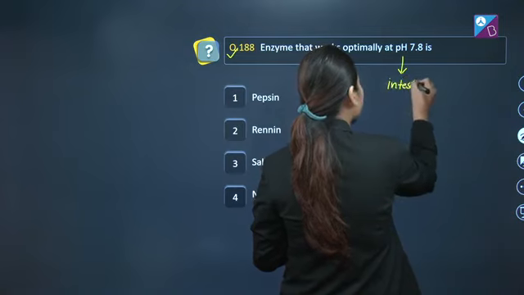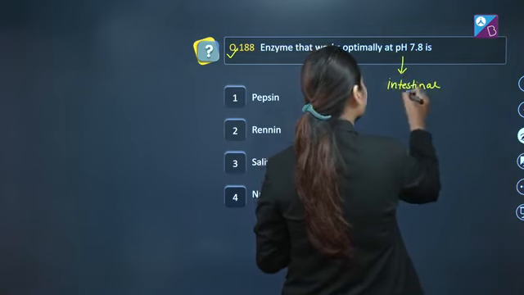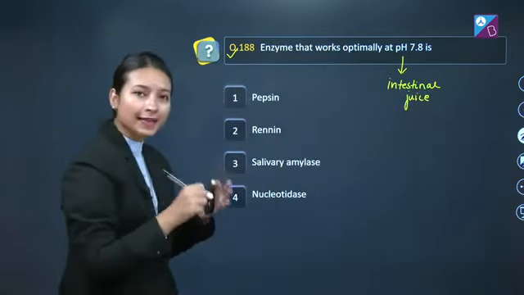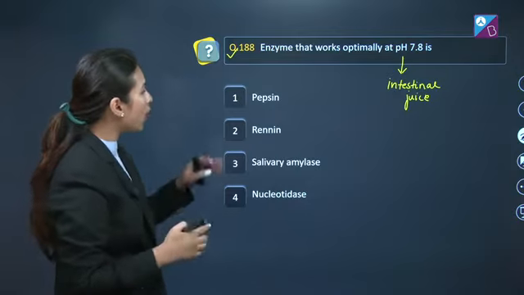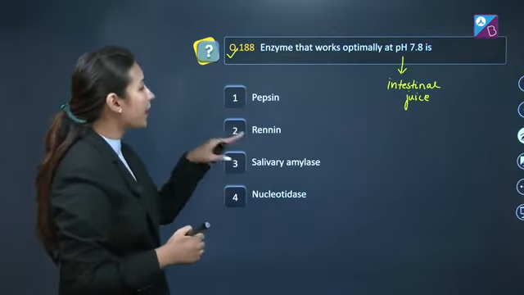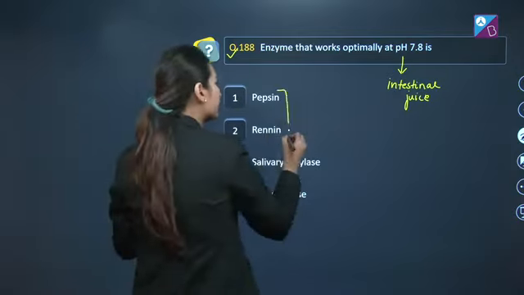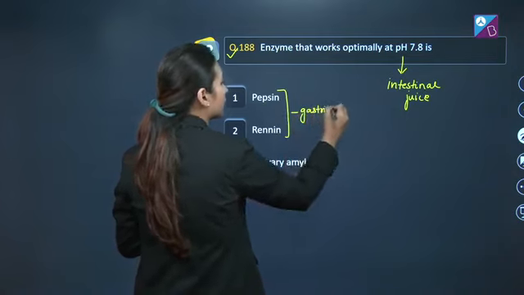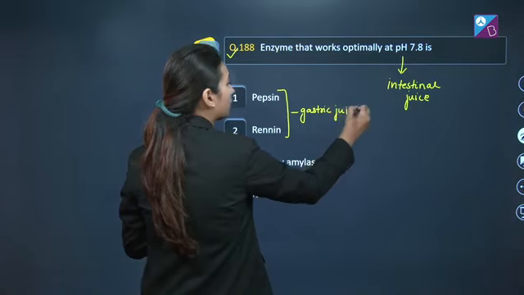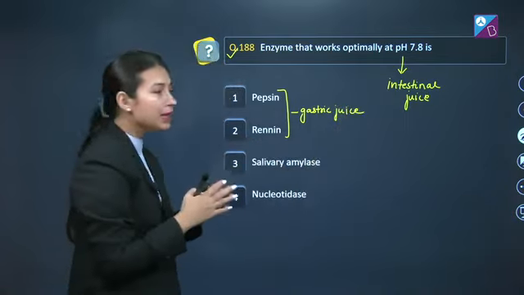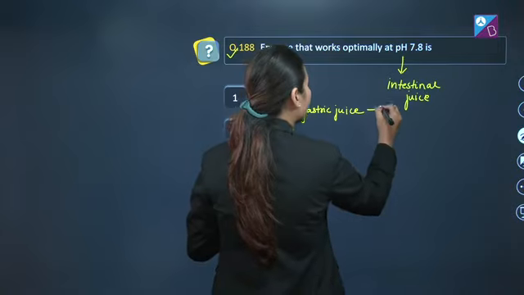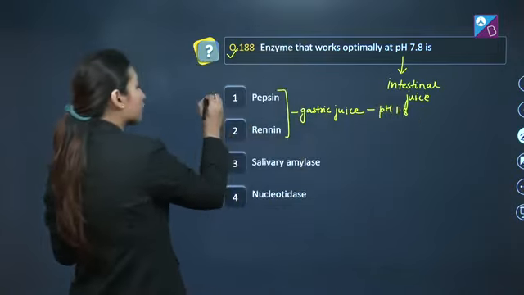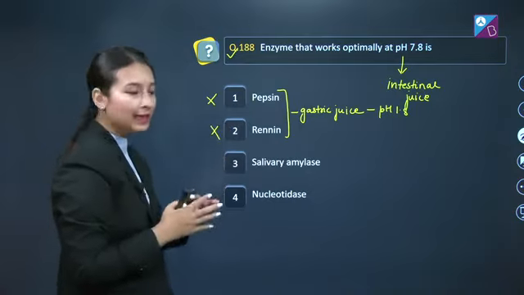present in intestinal juice, and intestinal juice is also known as succus entericus. So here in options pepsin and renin are present in gastric juice, and it works optimally at pH 1.8. So that's why option number 1 and 2 are incorrect.